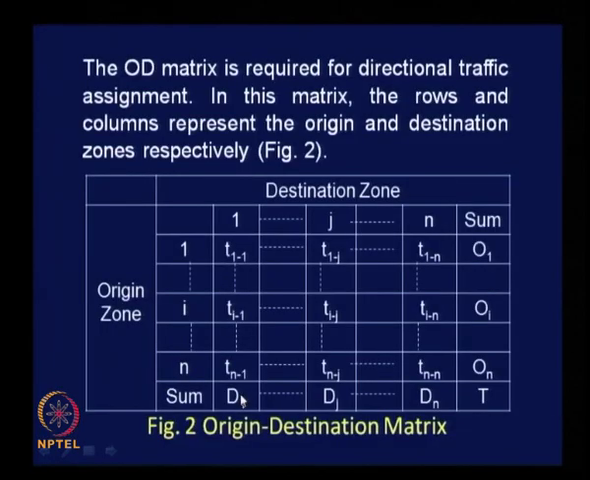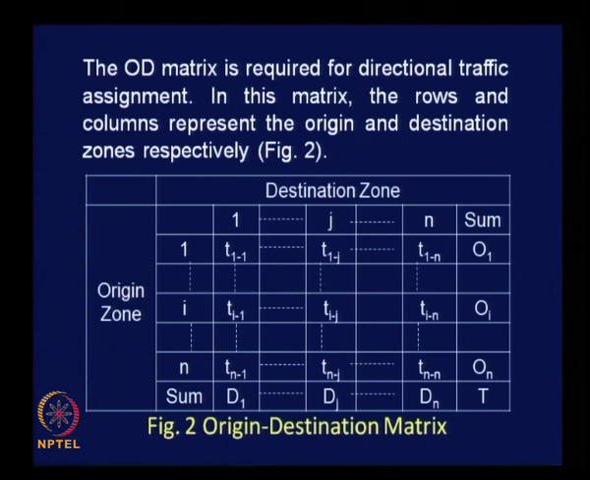Similarly, the column totals will give information about total of the trips destined to a particular zone. You can clearly see here, if you consider zone 1, it is going to be T1-1, then T2-1, T3-1 and so on, Tn-1. So all pertaining to one zone. So D1 obviously gives information about total of the trips destined to zone 1, isn't it?